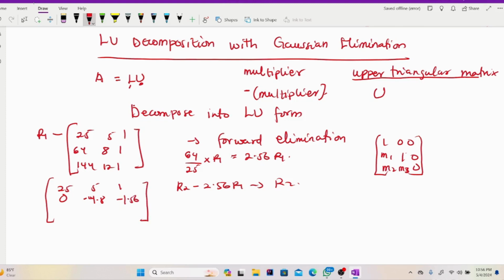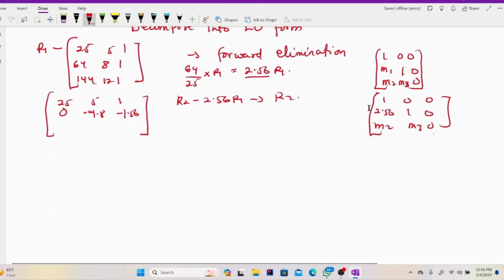So the idea is, as you are altering this matrix to an upper triangular matrix, it will be the U in the LU decomposition. And the multiplier we are carrying along will be the multiplier here. So now I know that my first multiplier is 2.56. I'll replace my M1, so we'll have 1, 0, 0; 2.56, 1, 0; M2, M3, 1. Then as I carry on, you see how the transformation works.